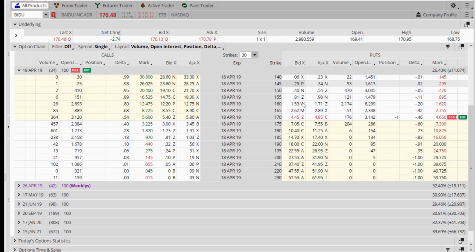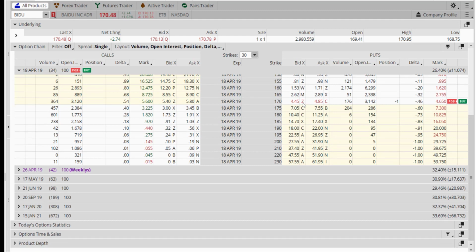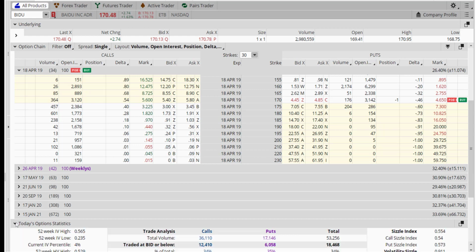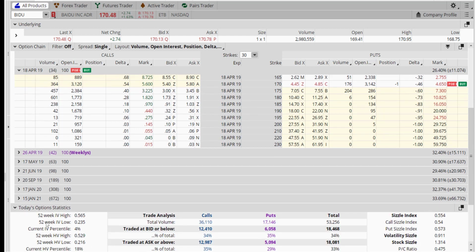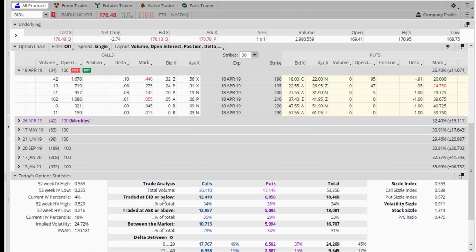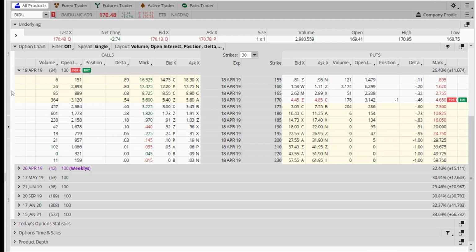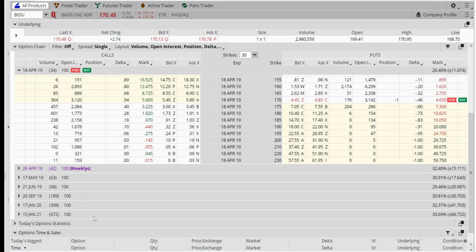There is a lot more information shown here, especially on the Thinkorswim platform. For example, if you open up today's option statistics, it will show you how many calls, how many puts, how many were traded below the bid, above the ask price, between the market, and what the delta of those options traded is. As a retail option trader, it really doesn't make a difference. I hardly look at this. So you can ignore this, and definitely don't be overwhelmed by what you see over here.